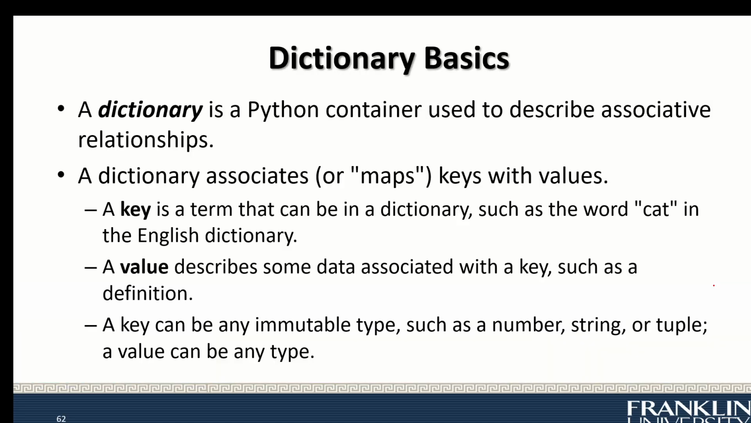Python dictionary is a container. It is used to describe an associative relationship. So what does an associative relationship mean? That really means it's a map. It maps a key with a value. For example, I can have a dictionary with a name that maps to their phone number or their address. So I can use that key, that name, to get the value.